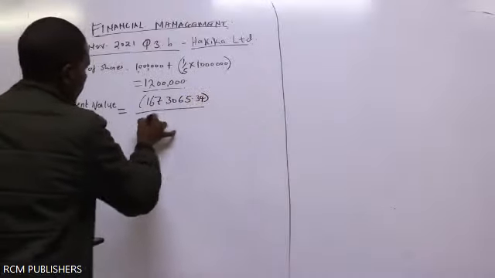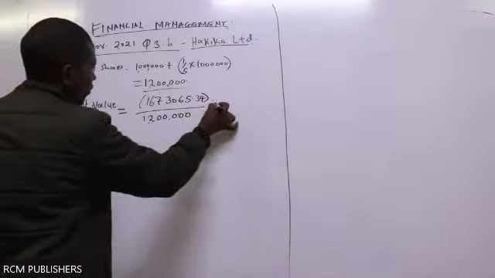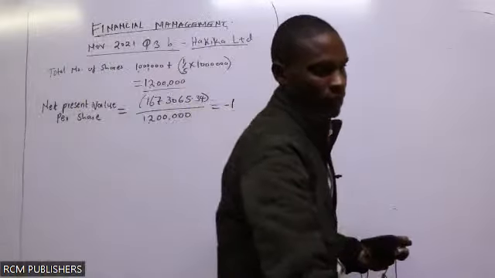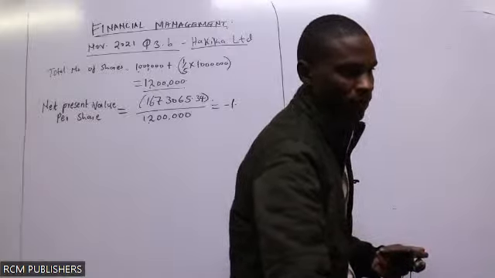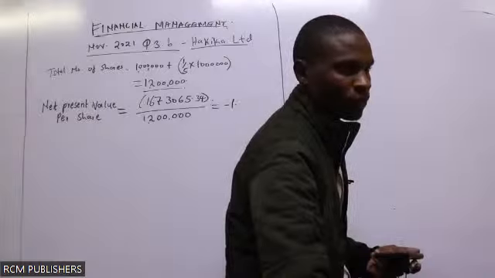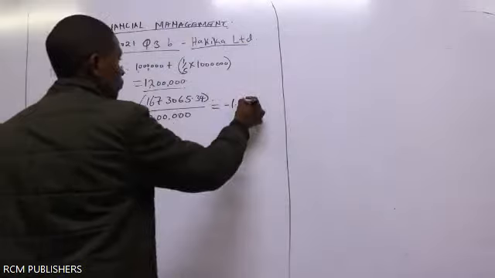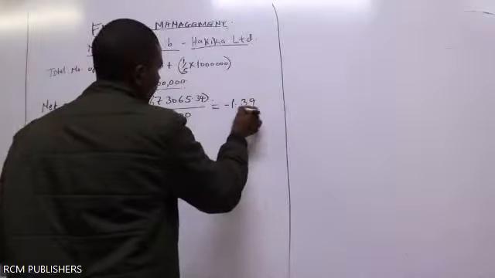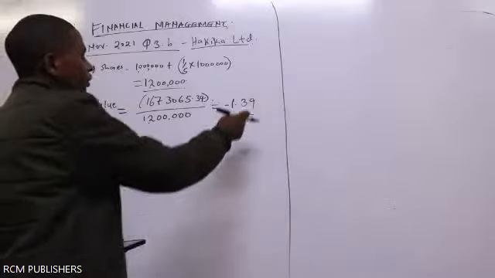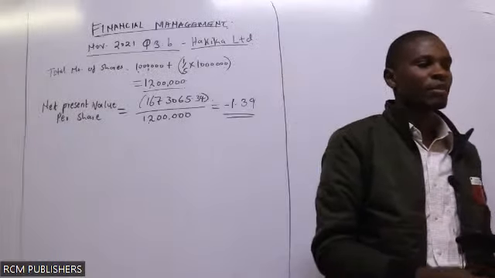Then you divide by 1,200,000. I think that is the one giving you 1.3942. You can have it in 2 decimal places, 1.39. This is now the net present value per share. So that is the net present value per share.